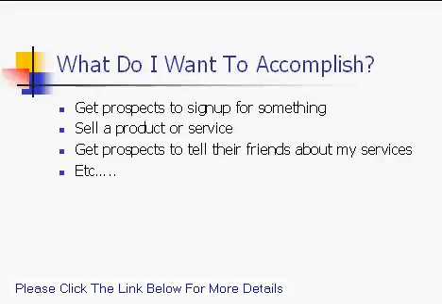The very first thing you need to decide before you write anything is what do you want to accomplish with the email. Do you want to get the prospects to sign up for something? Do you want to sell a product or service? Do you want the prospect to tell their friends about your services or a specific website? Remember, find out exactly what you want the email to accomplish. What do you want them to do?